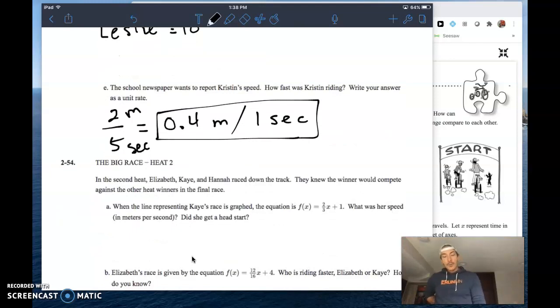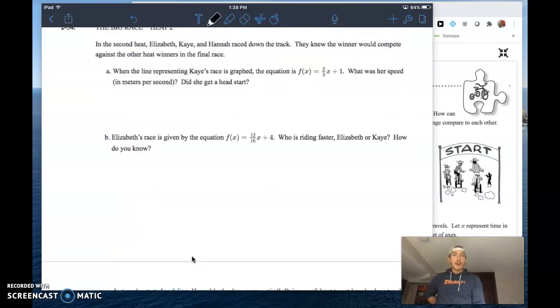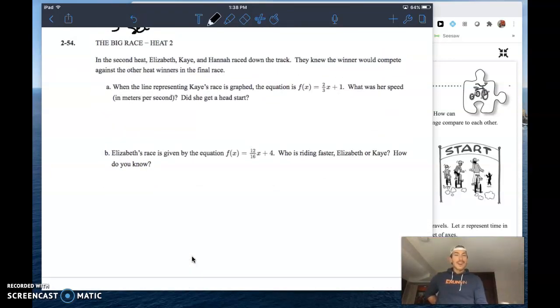All right, we're going to do a similar style thing, and it is going to be in this next problem, 54, except we're going to kind of work backwards. So we've got the same setup, a tricycle race, but it's the second heat. Elizabeth, Kay, and Hannah raced down the track. They knew the winner would compete against the others in the final, and check this out. It says, when the line representing Kay's race is graphed, the equation is, and they give us the equation. So here, rather than giving us the situation, they're giving us the equation.